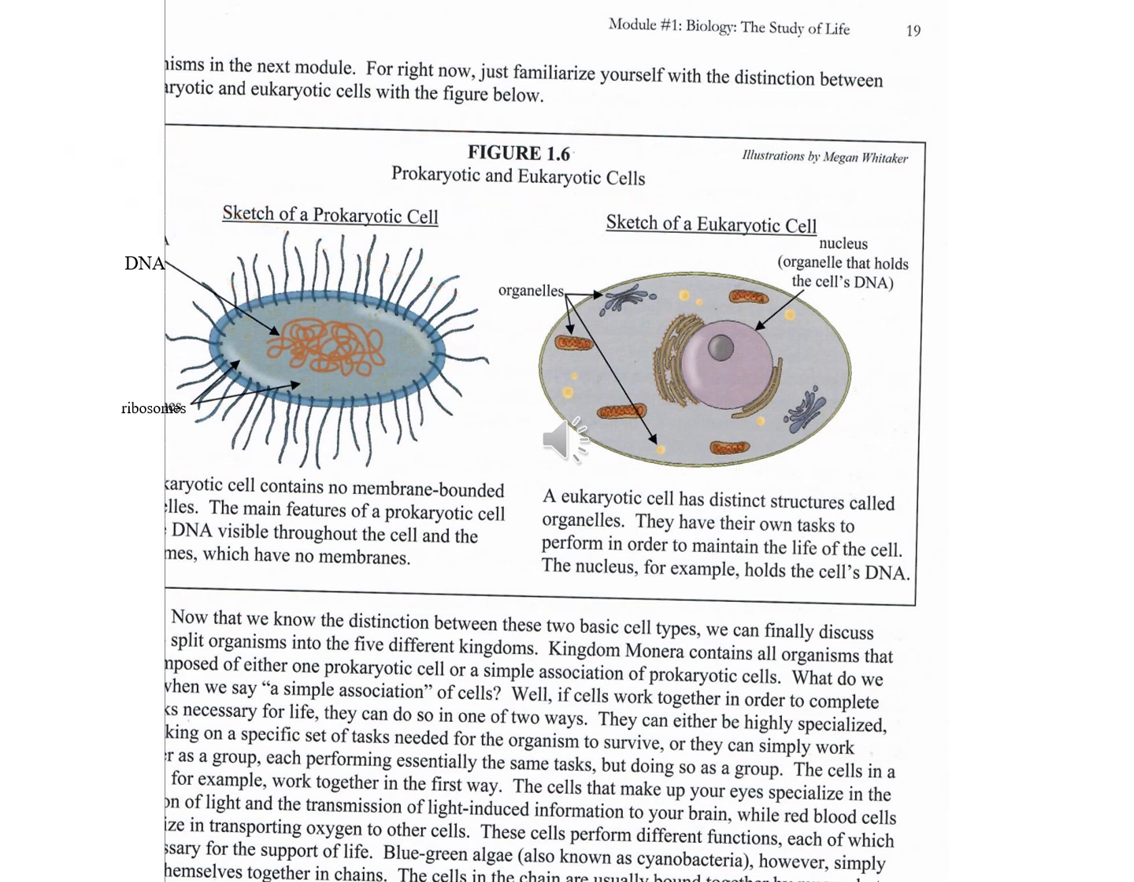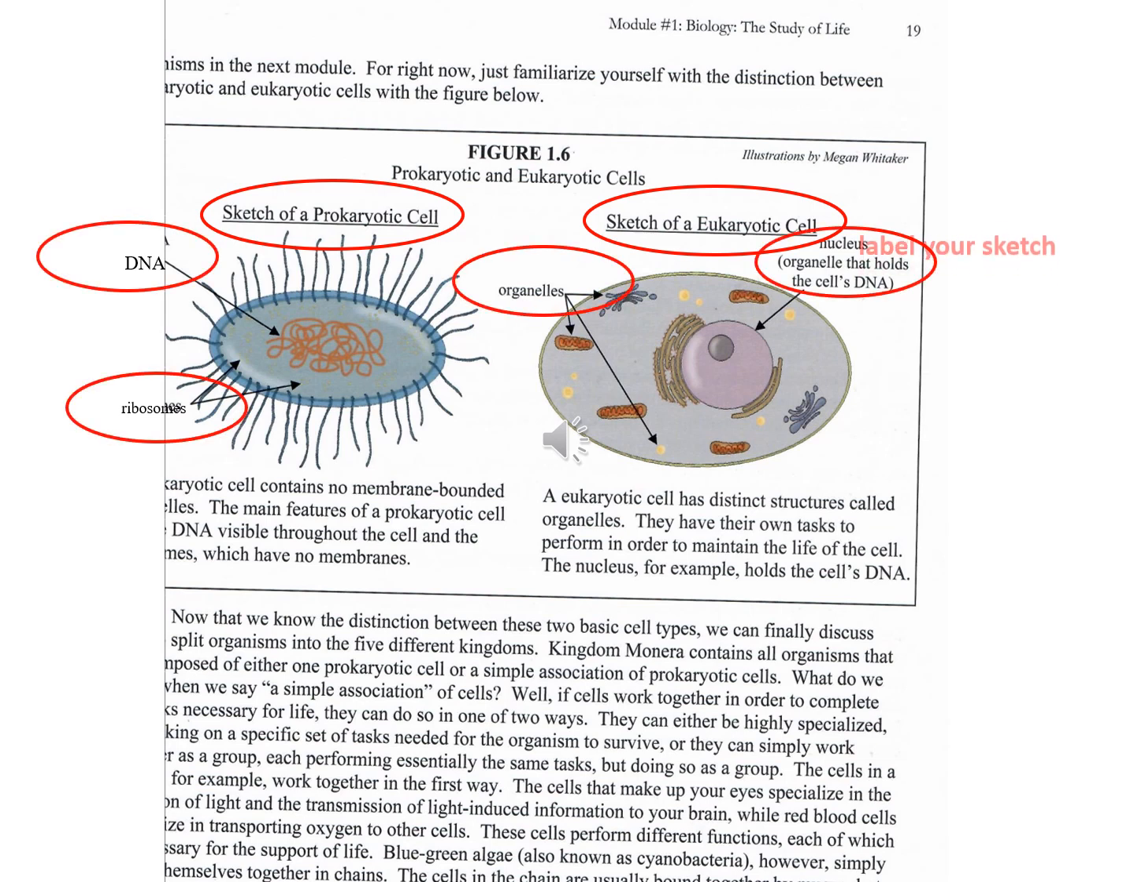Notice that the figures are labeled. One is a sketch of a prokaryotic cell, and the other is the sketch of a eukaryotic cell. And then the various parts of the cell are noted. And so we want you to take these labels that you see on the sketch and transfer them to your worksheet.